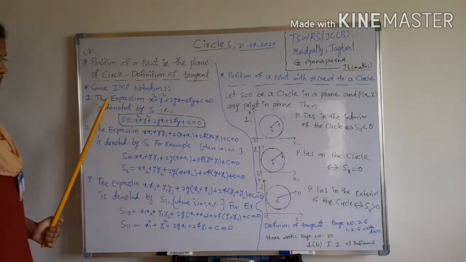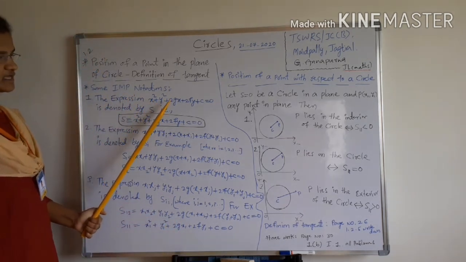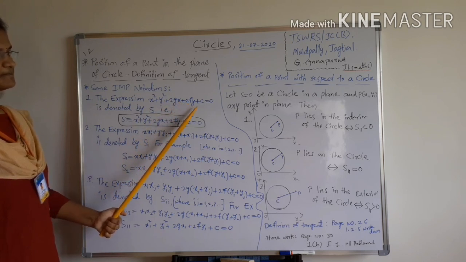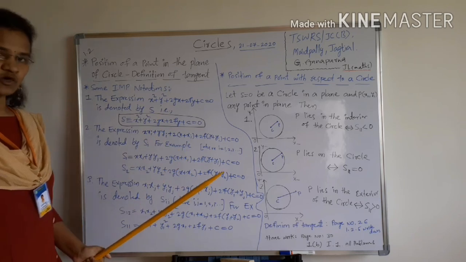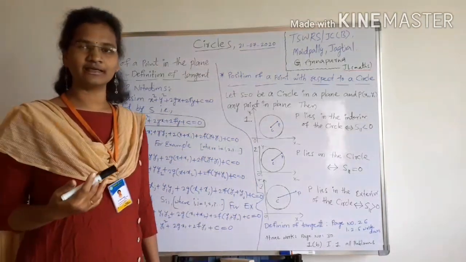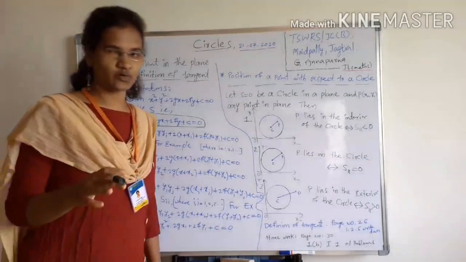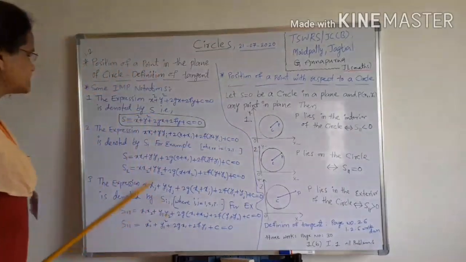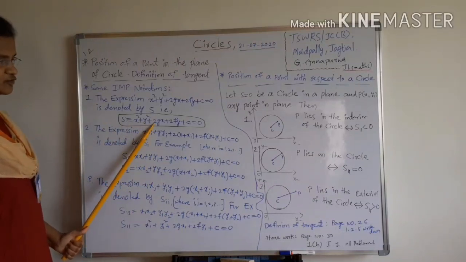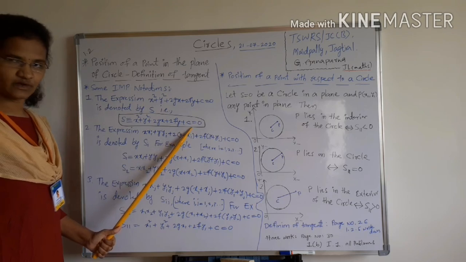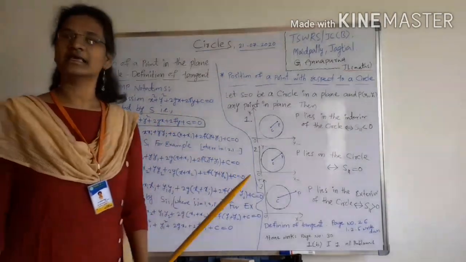See, the expression x square plus y square plus 2gx plus 2fy plus c is equal to 0 is denoted by S. You know that I taught already. S is equal to x square plus y square plus 2gx plus 2fy plus c is equal to 0. So this we indicate as S.